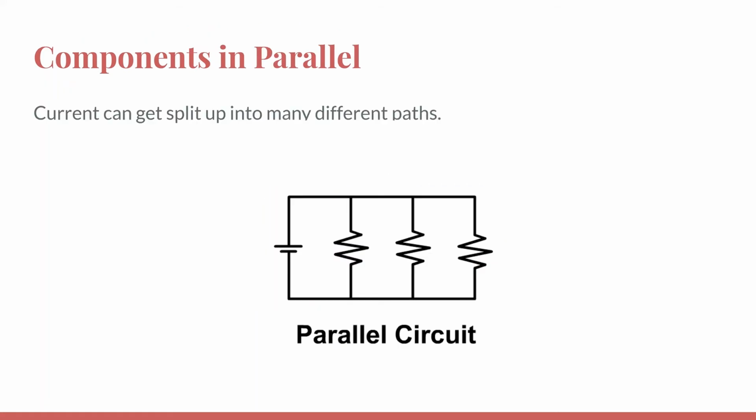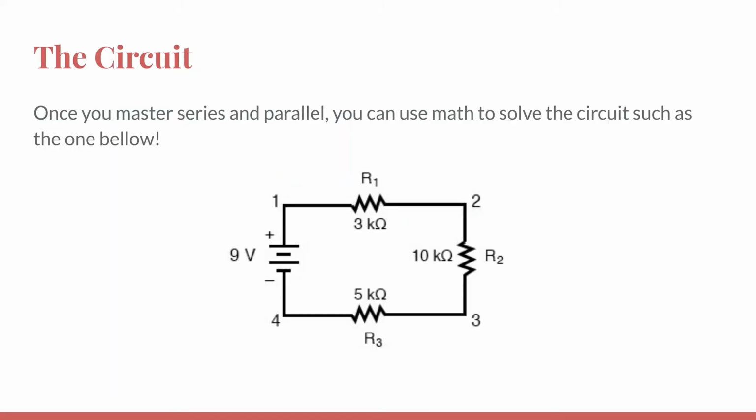The second way to connect the components is in parallel. In this configuration, the current has multiple paths that it can take, and the voltage is the same across all the components. More advanced circuits will have components in both series and parallel configurations. Using our understanding of series and parallel circuits, we can calculate the currents and voltages across each component.